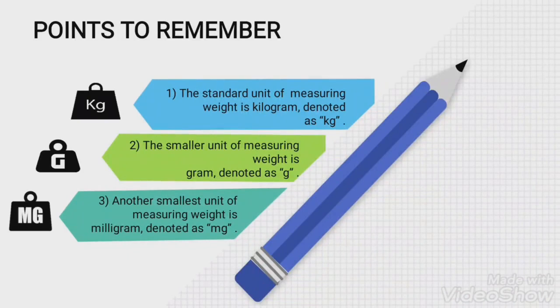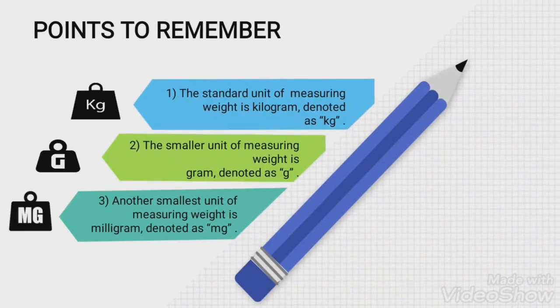Second, the smaller unit of measuring weight is gram. The smaller unit means which is smaller than kg. The smaller unit of measuring weight is gram, which is denoted as g.